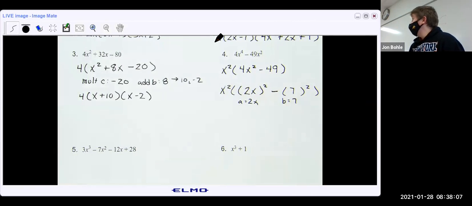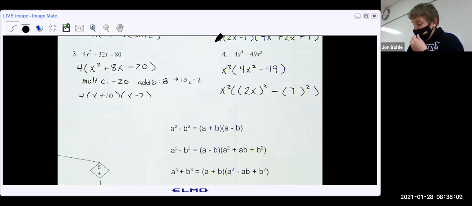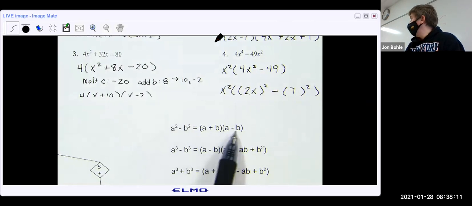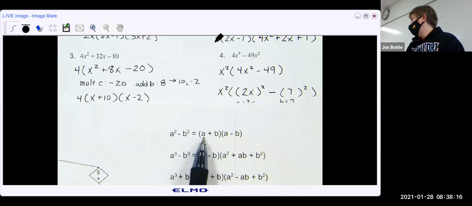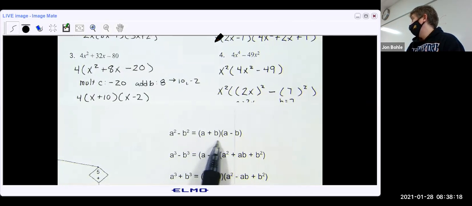So again, I look for squares here. I figured out a and b because those are my roots, so I just plug a and b into the right-hand side. It's just going to be 2x plus 7 times 2x minus 7.